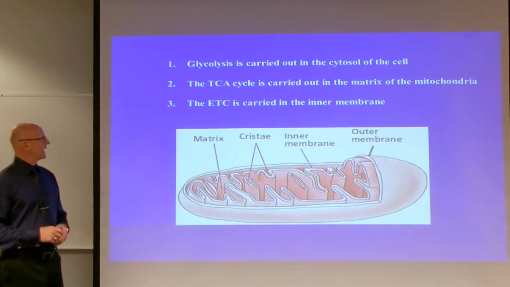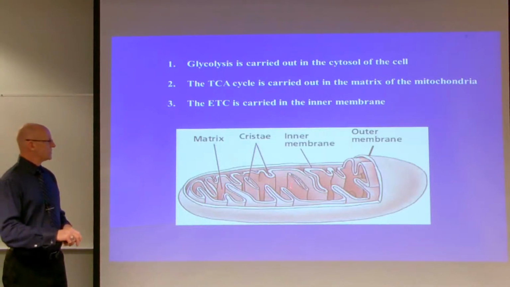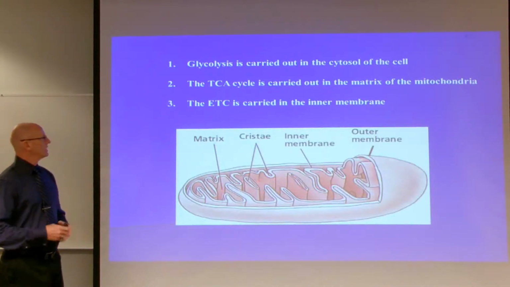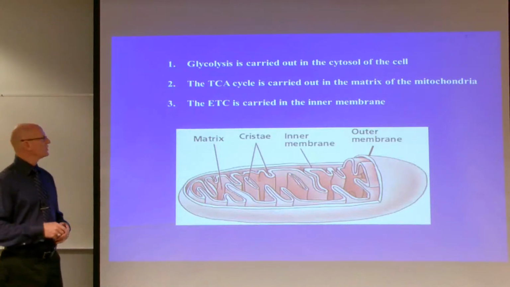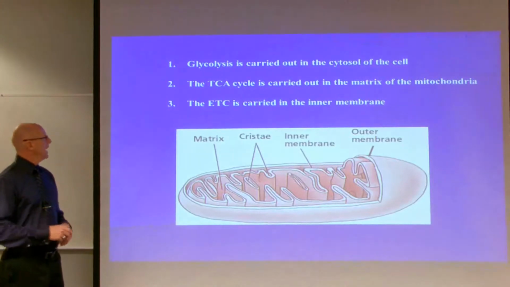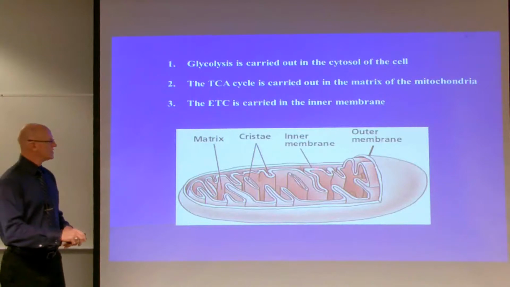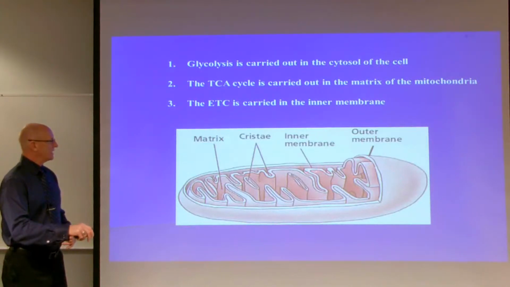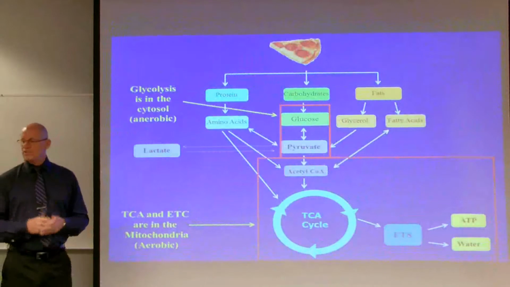The tricarboxylic acid cycle is carried out in the matrix. This big open space in the center of the mitochondria is the matrix, and that's where the Krebs cycle, citric acid cycle, or the tricarboxylic acid cycle is carried out. It has a few different names. And the electron transport chain is carried out in the inner membrane, and this is the inner membrane. It has an outer membrane, and it has an inner membrane, and the electron transport chain is carried out inside that.